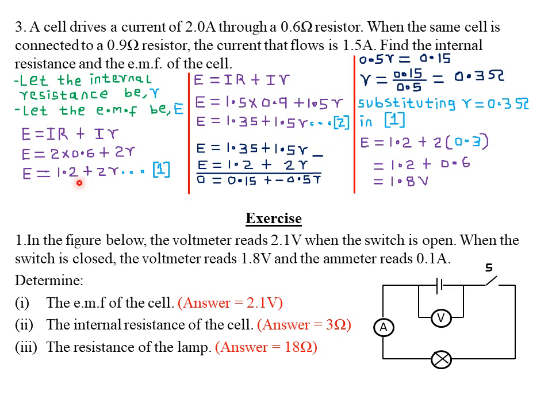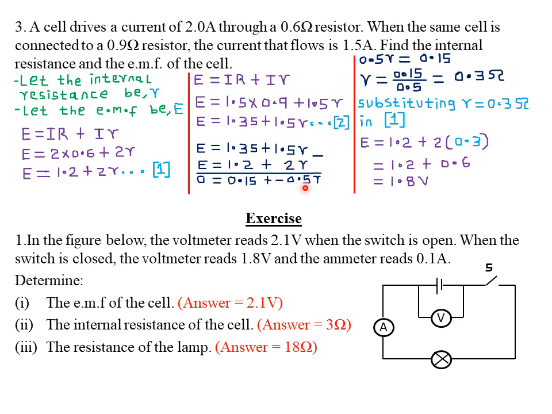Then I also rewrite the first equation, which was EMF equals 1.2 plus 2R. If I want to eliminate the EMF E, because we have E here and also E down here, I subtract the two equations. So subtracting equation 1 from equation 2: E minus E, I obtain 0. Then 1.35 minus 1.2, I obtain 0.15. Then 1.5R minus 2R, I obtain negative 0.5R.